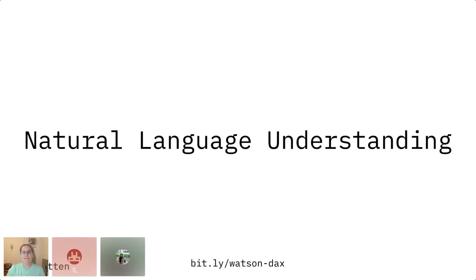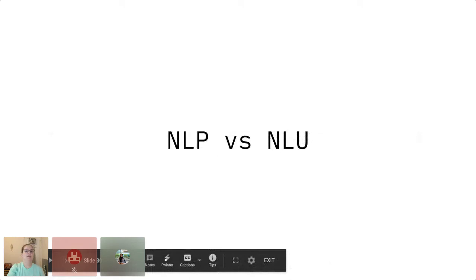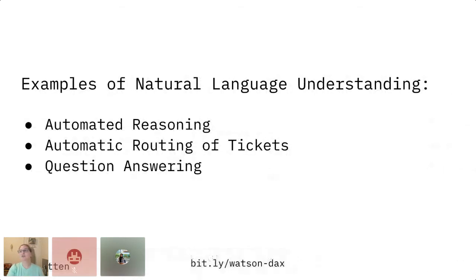So NLU is used in natural language processing tasks like topic classification, language detection, and sentiment analysis, which we're going to cover today. So I think we went over this pretty well. Some examples of natural language understanding: automated reasoning, automated routing of tickets, question answering.